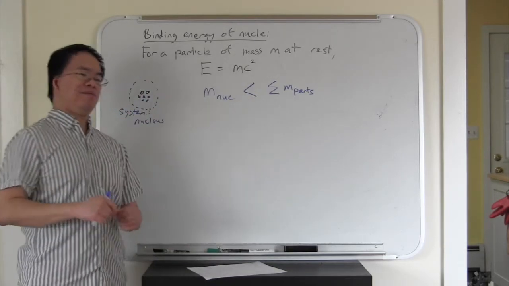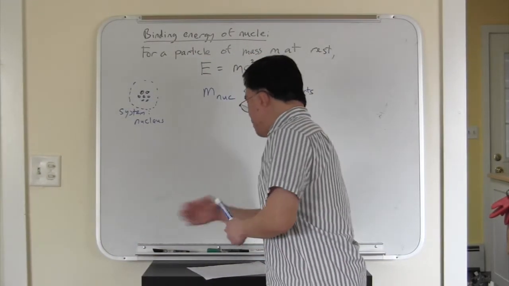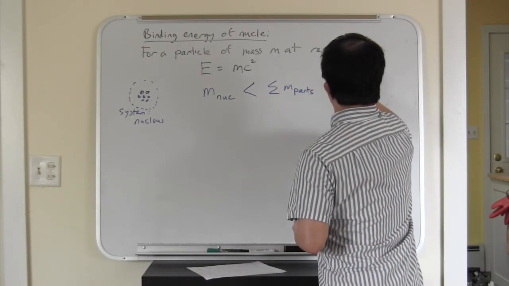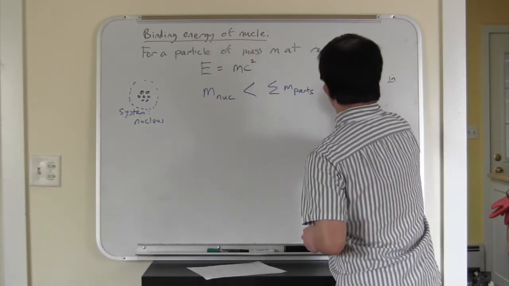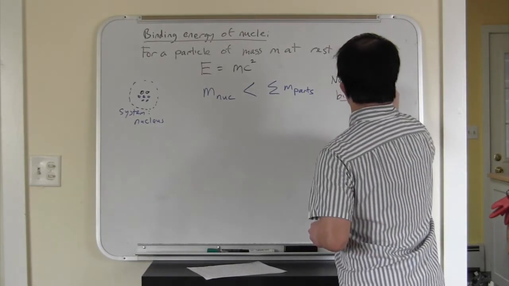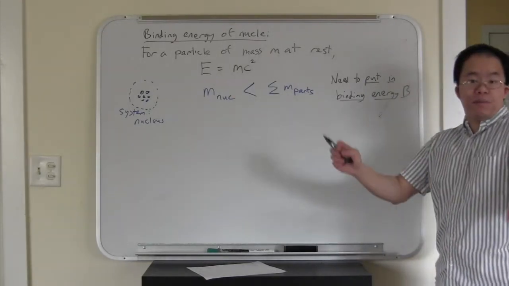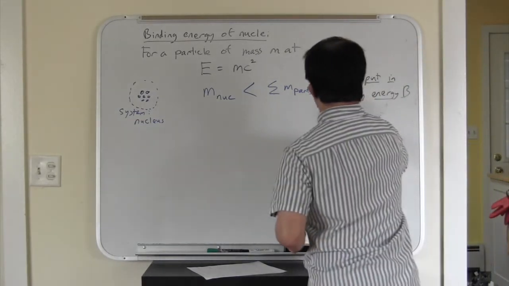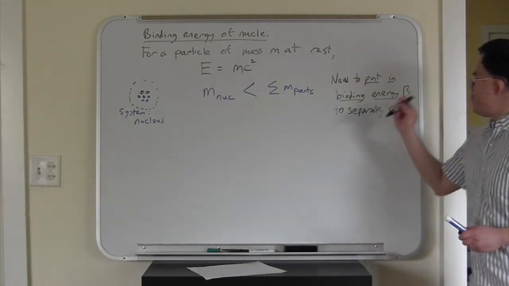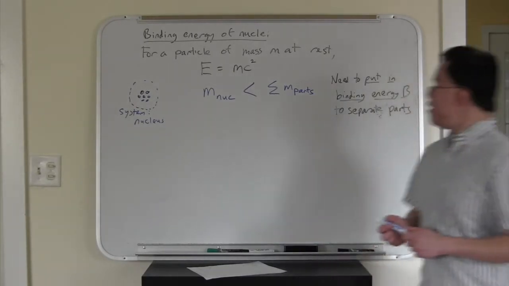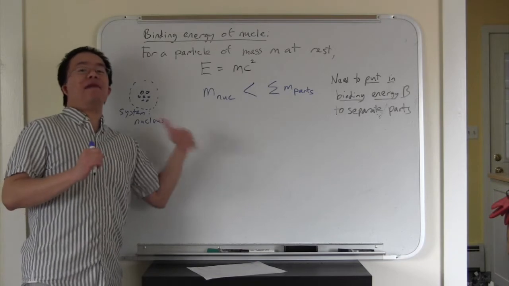So it turns out that for stable nuclei, in general, one needs to put in energy to completely separate the parts. This is what's called the binding energy, and the symbol we use for binding energy is B. Specifically, the binding energy B is defined as the mass you have to add to the nuclear mass to make this inequality an equality.